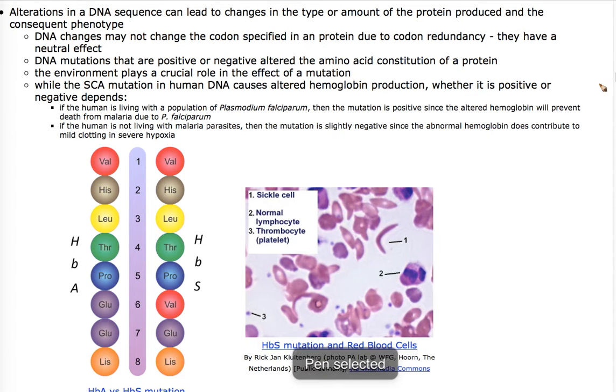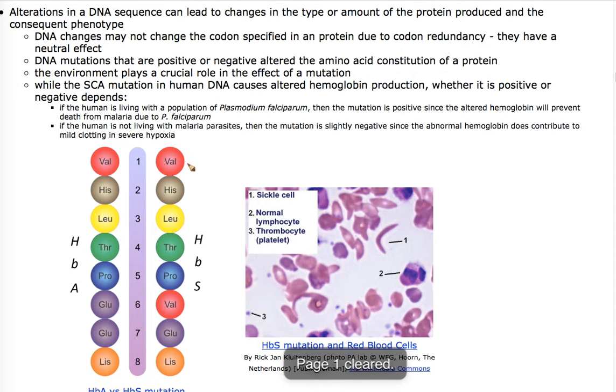Let's talk about the mutations having positive or negative effect. So DNA mutations are generally not neutral unless the amino acid was not changed. If a DNA mutation is positive, that means it enhanced the fitness level of the living thing that the mutation is a part of. And if the mutation's negative, it actually decreased the fitness level. The thing is, fitness level depends on environment as well as it depends on metabolism.